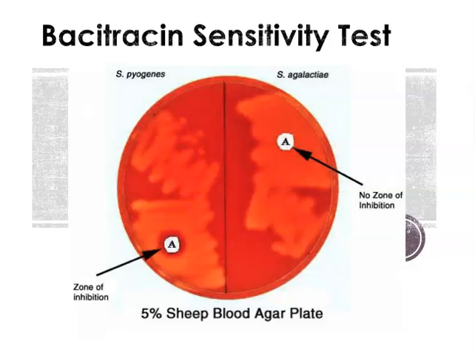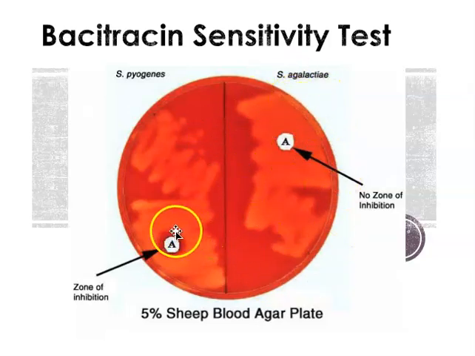Here is a picture of the bacitracin sensitivity test. So you've got these two discs of filter paper that are impregnated with the antibiotic bacitracin. You have to pick up your suspected colony with your loop, streak it onto the plate, and you do a very thick streak. On this side, they have done group A strep. On this side, they have done group B strep.